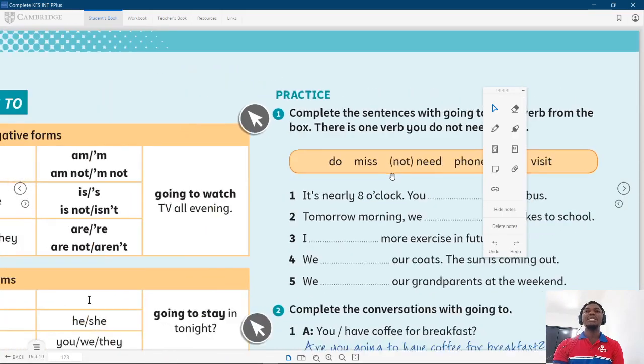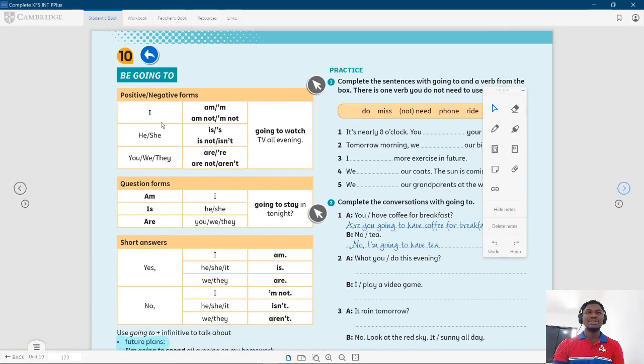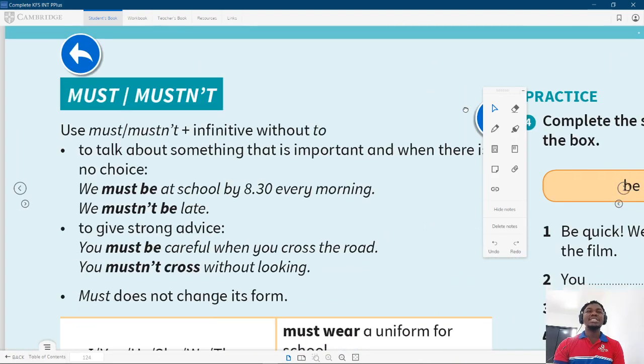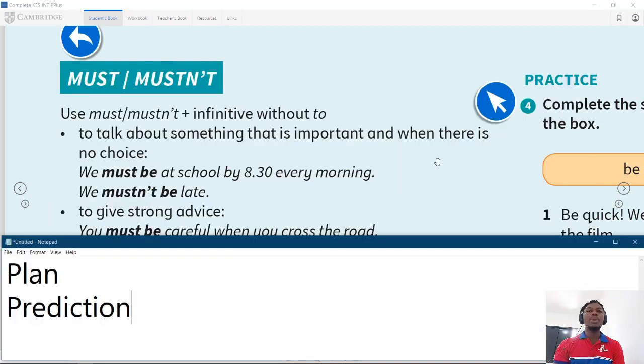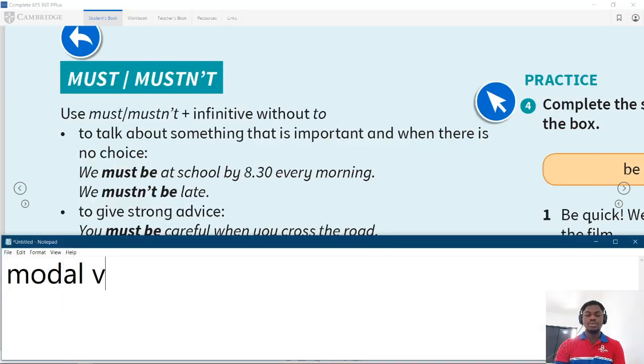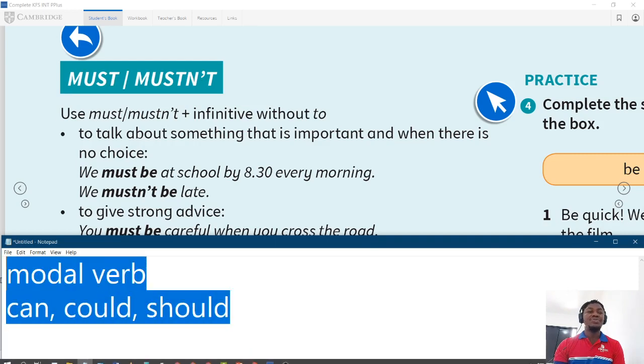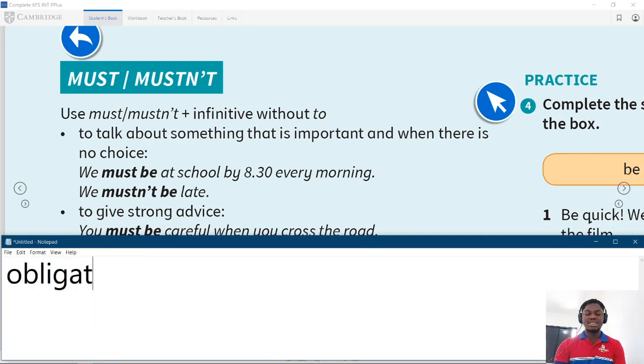Now let's talk a bit about must and mustn't. Okay, this is very easy, guys. Must and mustn't is also what we know as a modal verb. So we saw some modal verbs like can, could, should. Okay, all these are modal verbs. So must and mustn't are for obligations.